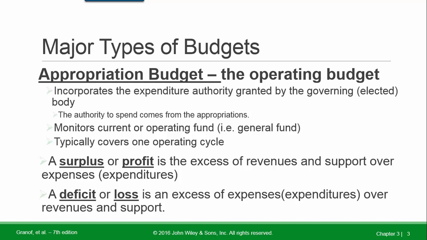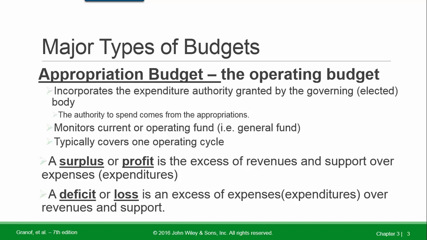Major types of budgets: the appropriation budget, the operating budget. This incorporates the expenditure authority granted by the governing elected body. The authority to spend comes from the appropriations. This monitors current or operating fund, for example, the general fund. The appropriation budget typically covers one operating cycle.